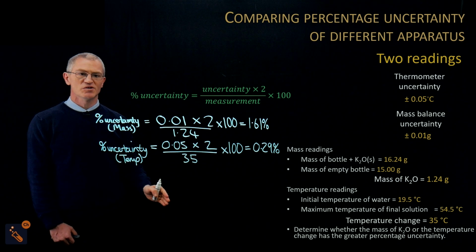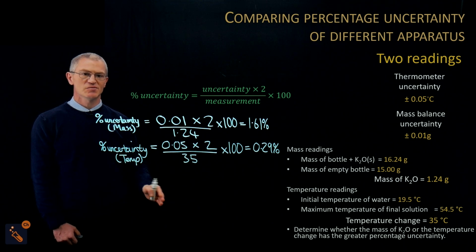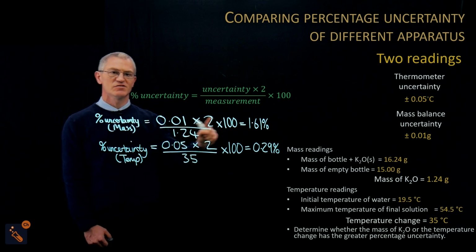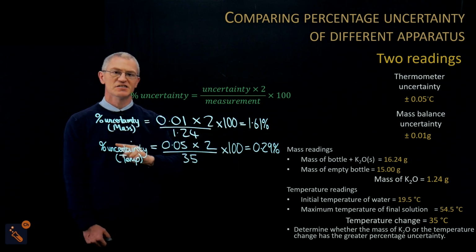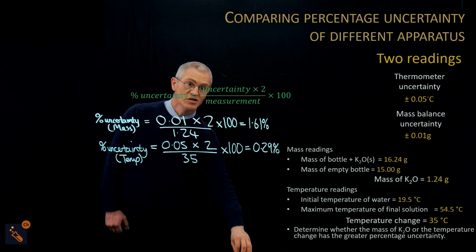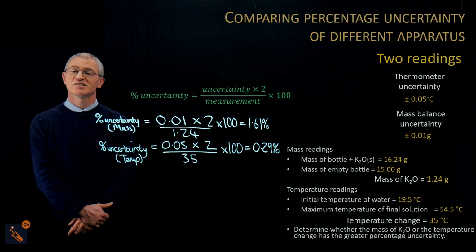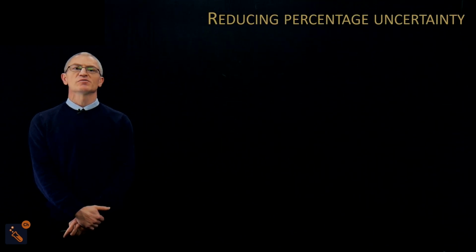So if we're going to determine whether the mass of the potassium oxide or the temperature change has a greater percentage uncertainty, we can see that the mass reading is 1.61 and the temperature change is 0.29. So therefore the mass readings and the mass change has a far higher effect on percentage uncertainty. So we're now going to talk about the last question, which is reducing the percentage uncertainty.